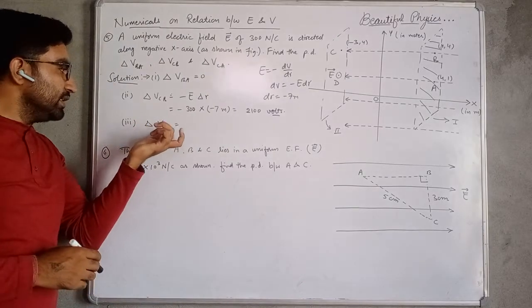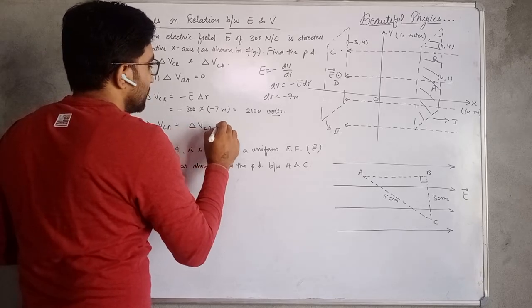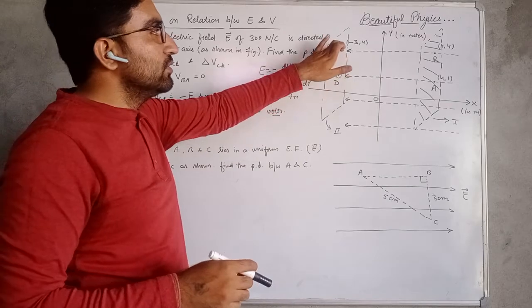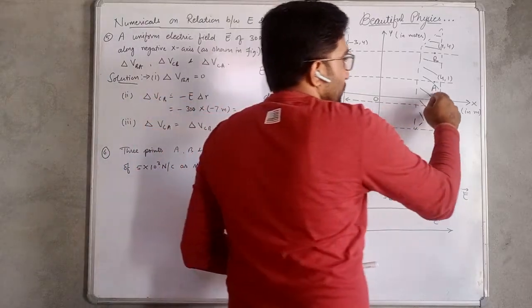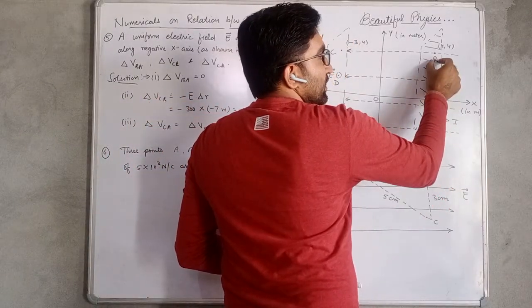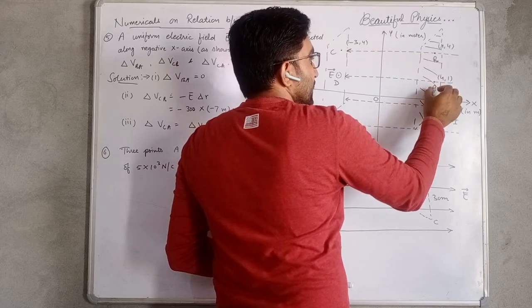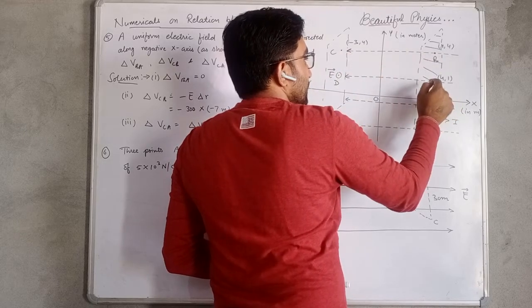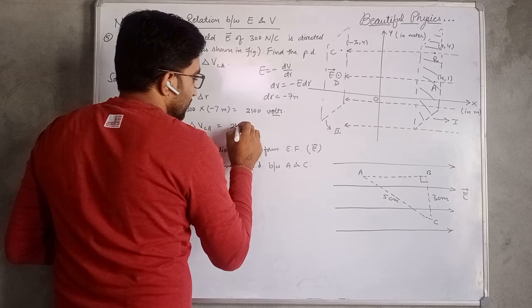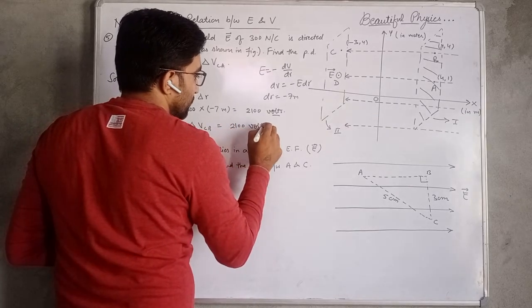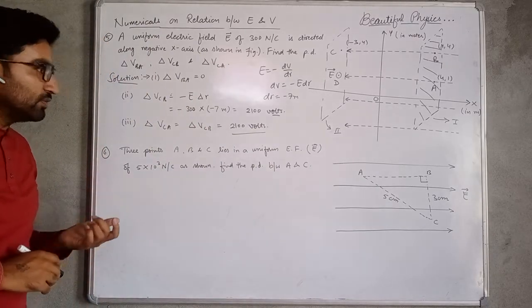So delta VCA will be equals to delta VCB, because point C lies on the second equipotential surface and potential is constant, or from there we can also observe that the potential at A is equals to potential at B. So we can find the potential difference between C and B here, and the potential difference between C and B must be equals to the potential difference between C and A. So it will again be equals to 2100 volts. Now let's move towards the next numerical.